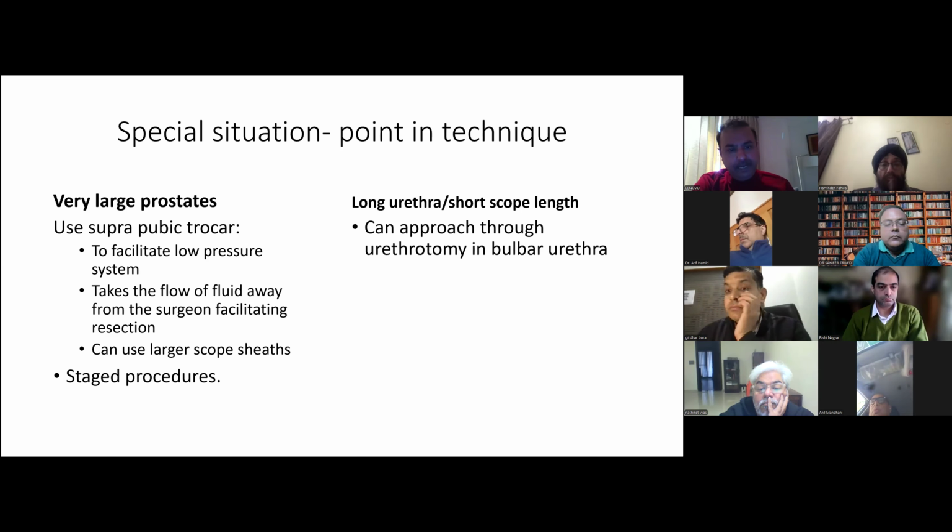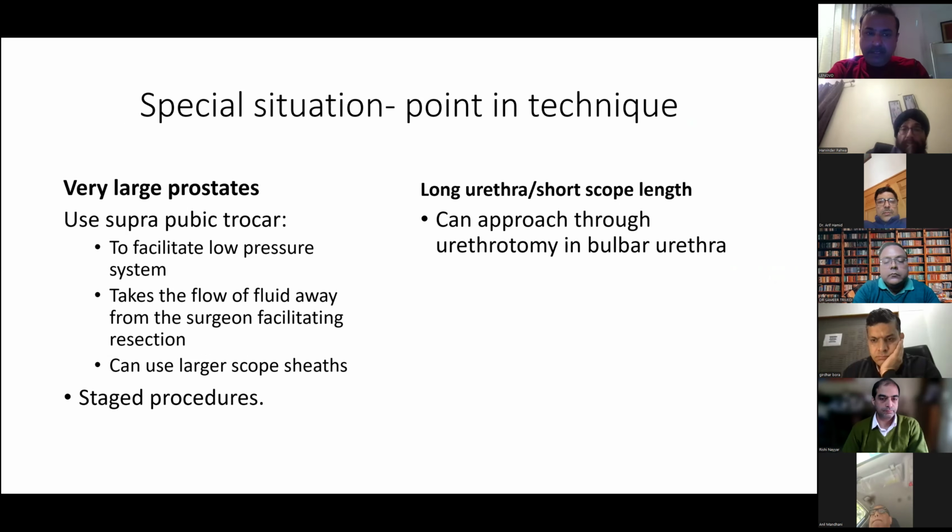It facilitates low pressure, takes the fluid away from you, and the resection speed increases. And you can always say in the exam, for a large prostate, if you don't have access to a laser or know-how of a laser or open surgery, you can always stage the procedure. For long urethras and short scope length, you can do a urethrotomy and go through the bulbar urethra. Rarely needed. In my 15 years of practice, I've never had the need of that.